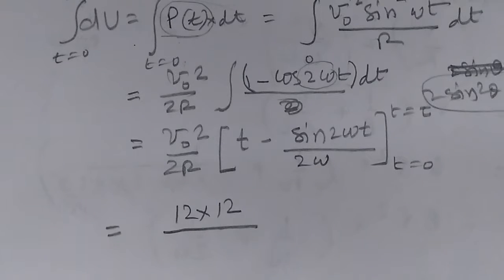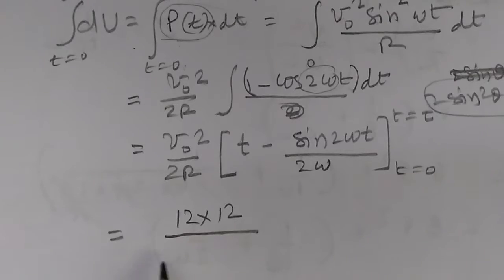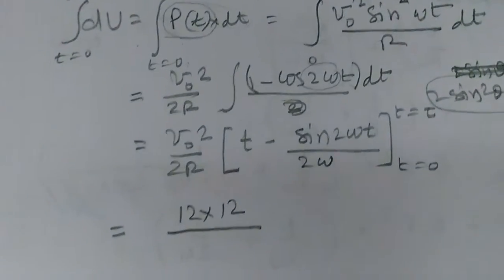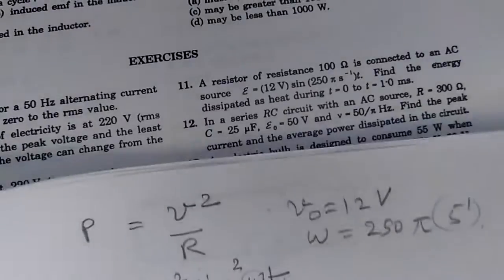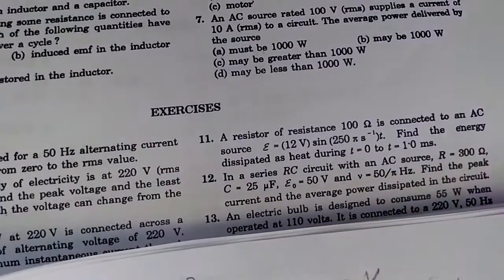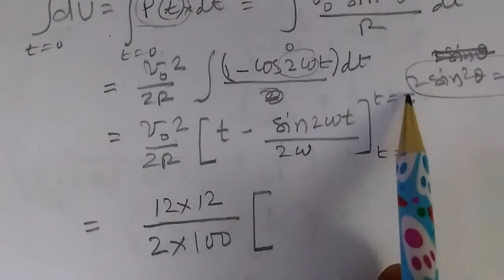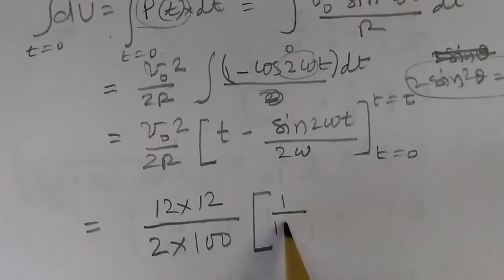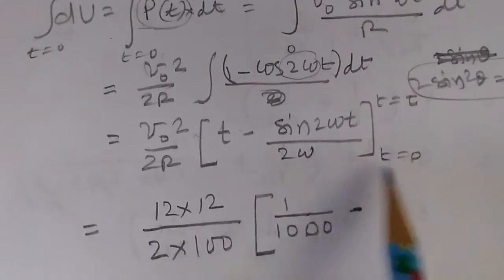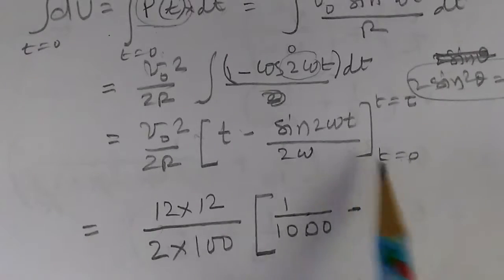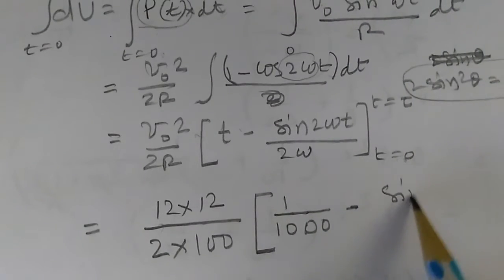divided by 2 into R. So R is given as 100 ohm, we will write 100 here, and t equal to 1 millisecond, so 1 upon 1000, minus t equal to 0 will be 0, so we will not write it here. And then when we write t equal to 1 millisecond, we will write sine 2.